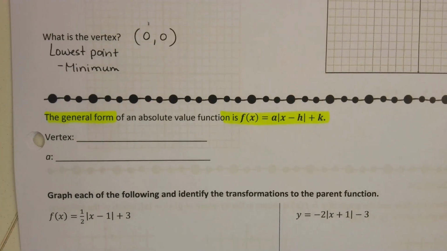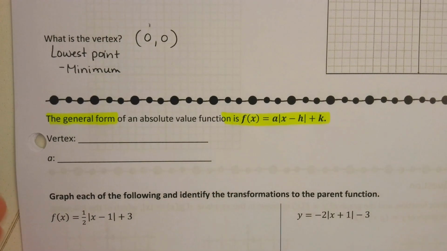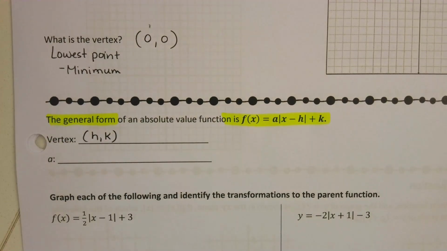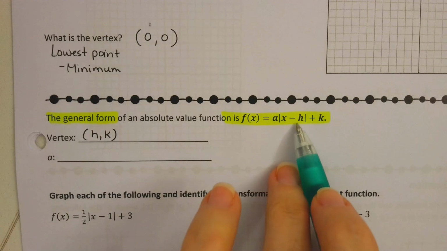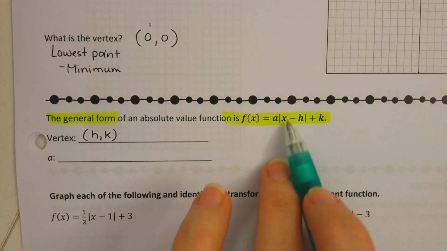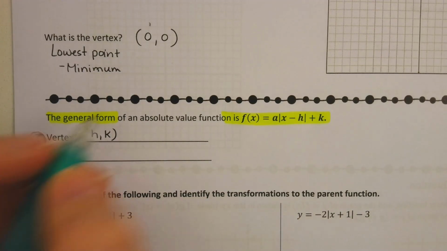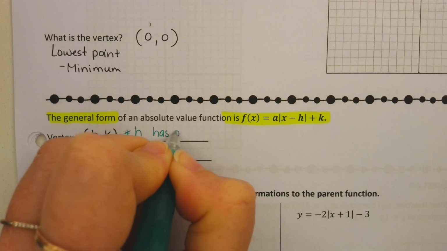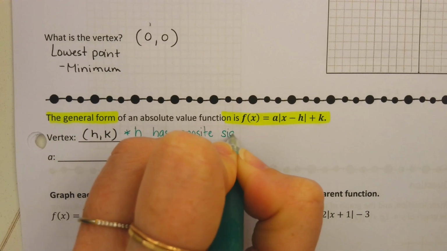We're going to pull more information in. The vertex in general form is going to be found by finding the point H, K. The only tricky part, you had this same situation when you learned about quadratics, the vertex on a quadratic. H is going to always have the opposite sign. So if you see a plus in here, you're going to write minus. If you see a minus in here, you're going to write plus. H will have the opposite sign. Literally the same exact thing, except absolute value of vertex.